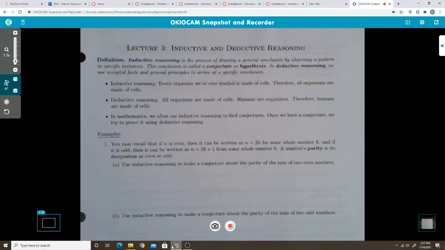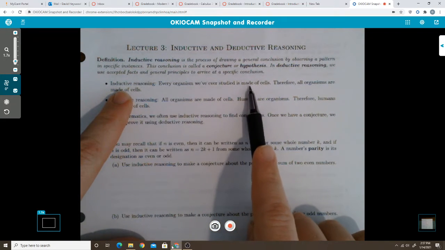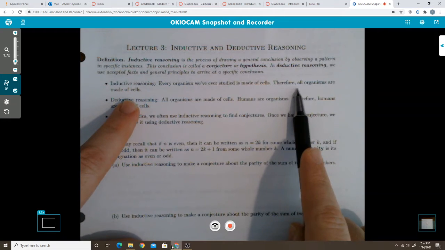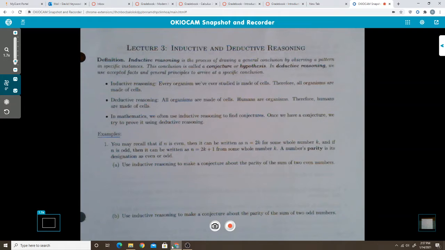So in some sense, they're sort of opposites of one another, right? With inductive reasoning, you're going from specific to general. It's like you're saying, oh, we've observed this thing to have happened over and over and over again, so we think it's always going to happen, right? So an example of inductive reasoning would be, every organism we've ever studied is made of cells. Therefore, all organisms are made of cells, right? That's inductive reasoning. Another example of inductive reasoning would be like, the sun has risen every day of my life. Therefore, the sun will rise tomorrow, right?